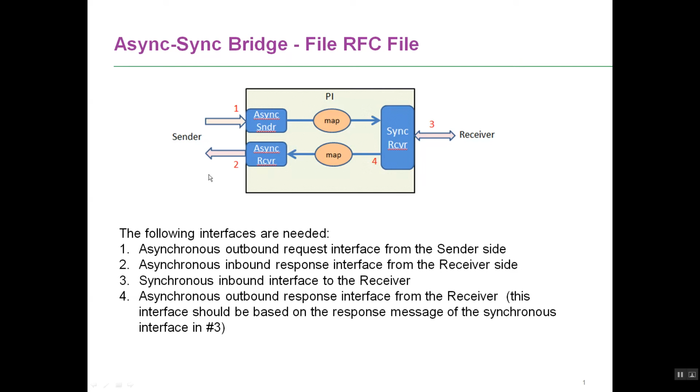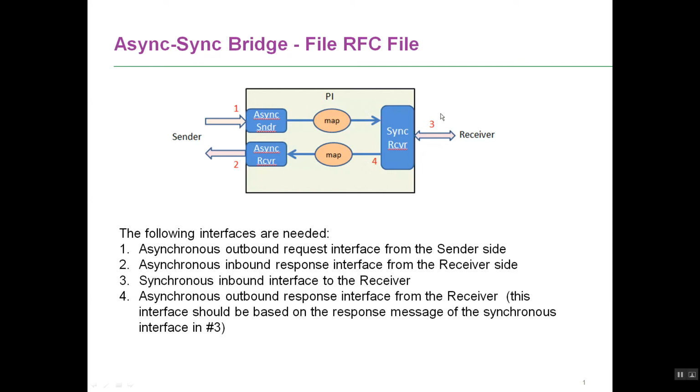Unlike the previous scenario where the enterprise service repository was very straightforward, like a synchronous scenario, here it is much more complicated. You will now need to define 4 interfaces. The first interface is going to be the asynchronous outbound service interface for the request message. The second is the asynchronous inbound response interface, so this will contain the response message type.